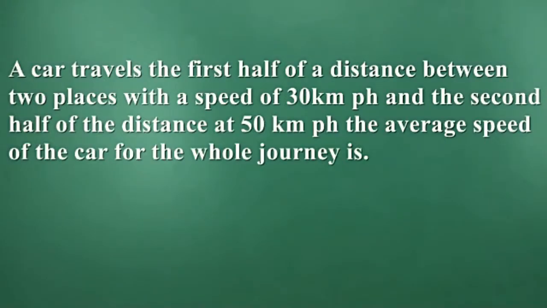Next problem. A car travels the first half of a distance between two places with a speed of 30 kmph and the second half of the distance at a speed of 50 kmph. The average speed of the car for the whole journey is... So here the car travels the first half of a distance between two places with a speed of 30 kmph.